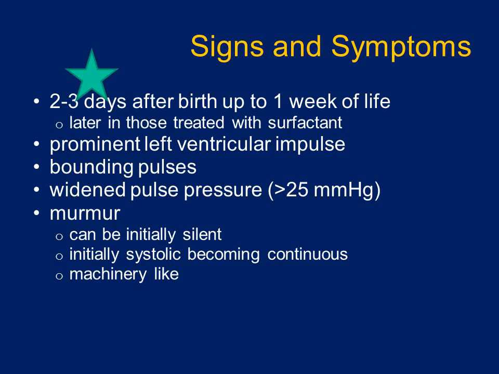Prominent left ventricular impulse, bounding pulses, widened pulse pressure, greater than 25 mm of mercury. Murmur: can be initially silent, initially systolic, becoming continuous and machinery-like.